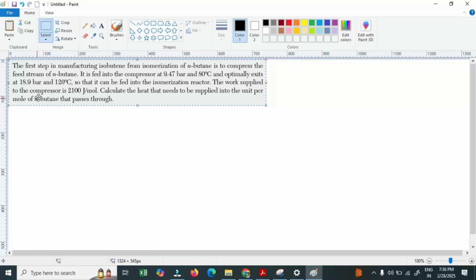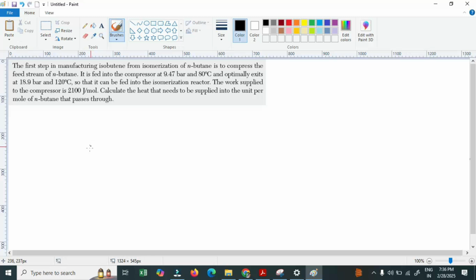Let us solve the problem here. Before starting the problem, let us write the given data as per the problem statement. It is a compression process. Let me plot the graph figure. Let us visualize the data in a visual form.